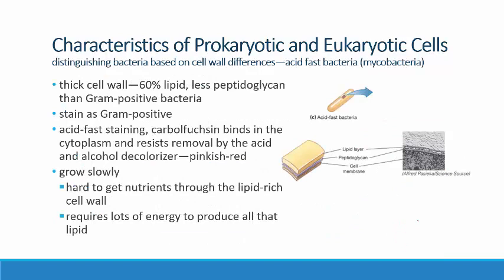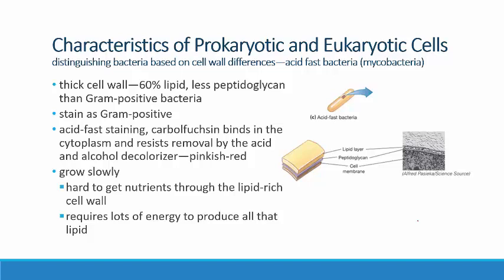All right, so that's gram-negative and gram-positive. Now let's talk about one last group of bacteria that can be distinguished based on the cell wall differences. And those are the acid-fast bacteria, also known as the mycobacteria. So they all belong together in one evolutionarily cohesive group. So they're all much more closely related to each other than they are to other bacteria, these acid-fast mycobacteria. So they also have a thick cell wall.